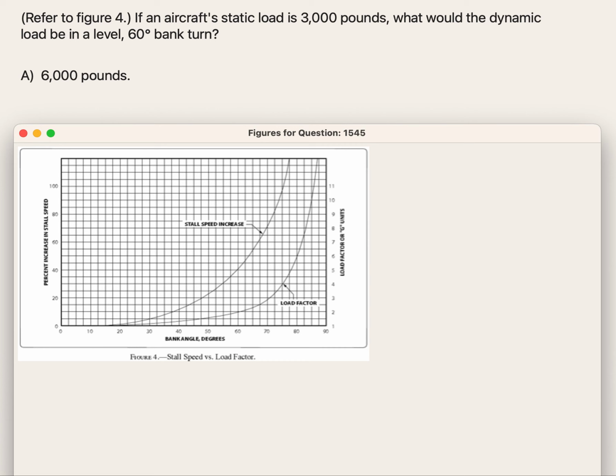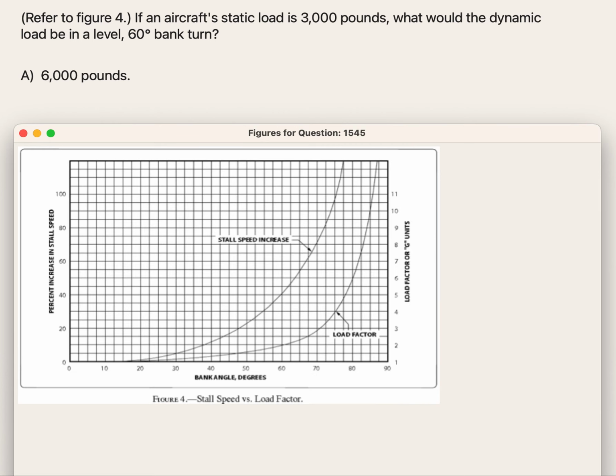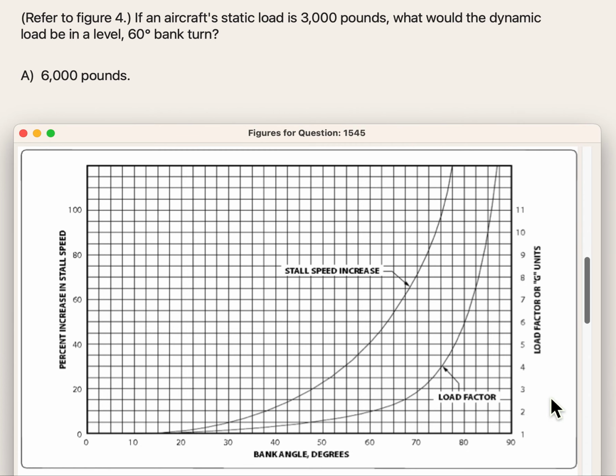Figure 4. Back to this one. If an aircraft's static load is 3,000 pounds, what would the dynamic load be in a level 60-degree bank turn? So that would be double, but you just go here, load factor, angle of bank is 60, you go up, the load factor would be 2, so you take 3,000 pounds times 2 load factor, 6,000 pounds.